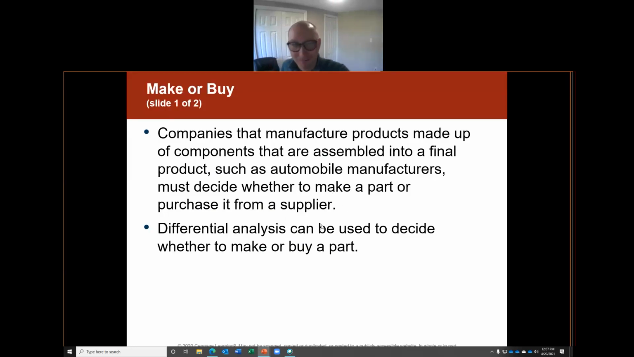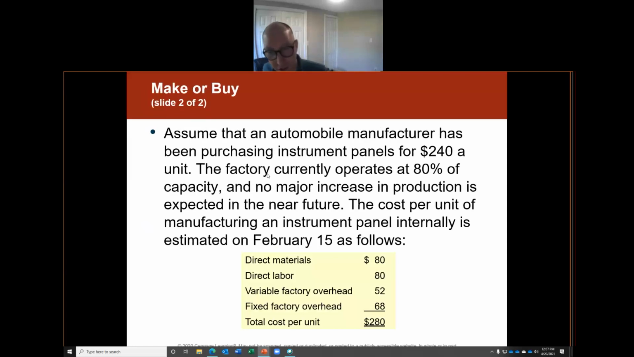So what about the decision to make or buy? Using differential analysis, I can make or buy certain parts for my product. An automobile manufacturer is trying to make the decision to either make their own starter for the engine or to purchase the starter for the engine from a third party. Here's the data that we're given.